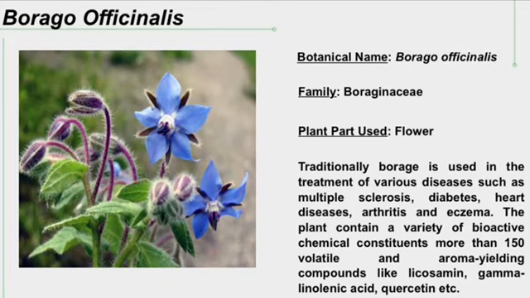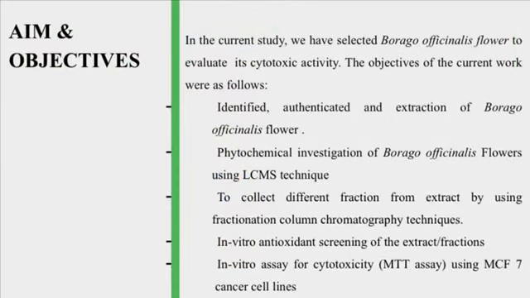and quercetin. For our aims and objectives, we have identified, authenticated, and extracted Borago officinalis flower. We did the phytochemical investigation of Borago officinalis flower using liquid chromatography mass spectroscopy technique. We have collected different fractions from the extracts using fractionation column chromatography techniques. We did in vitro antioxidant screening of the extracts and fractions. And then we did in vitro assay for the cytotoxicity using MTT assay for MCF7 cancer cell lines.